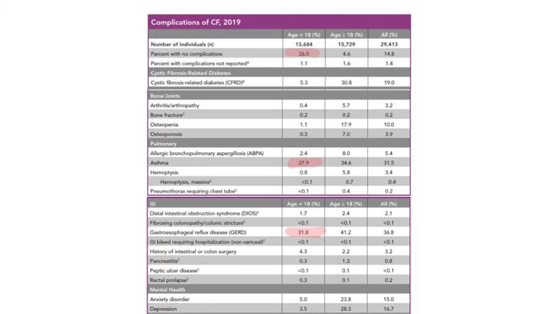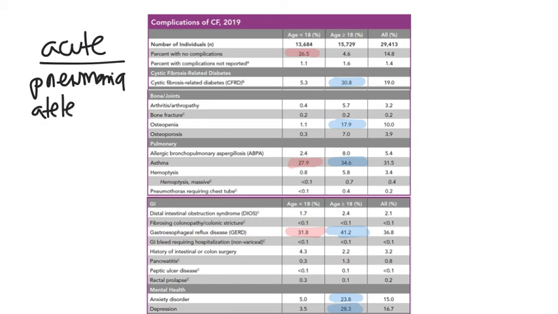And those complications include cystic fibrosis-related diabetes, osteopenia, or loss of bone mass, asthma, GERD, and the presence of mental health disorders such as anxiety and depression. Some of the acute pulmonary complications can include pneumonia, atelectasis, which is the collapsing of a lung, pneumothorax that requires a chest tube, malnutrition in the case of pancreatic dysfunction, or pancreatitis.